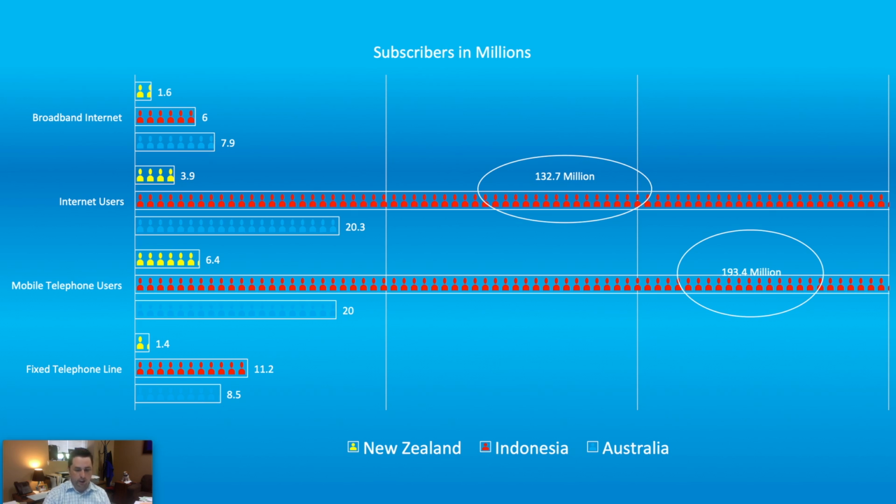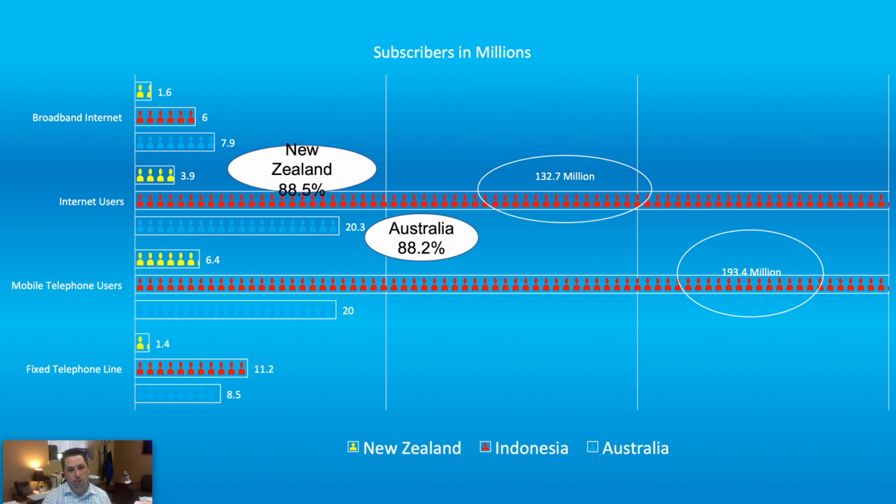So we take a look at the communication infrastructure. Main things I want to point out here are the internet users. You can see Indonesia has 132.7 million users. New Zealand and Australia, 90% of their populations roughly have access to the internet. Even with 132.7 million people, only 50% of Indonesia's population has access to the internet or uses the internet. Mobile telephone users, you see 193.4 million users in Indonesia.